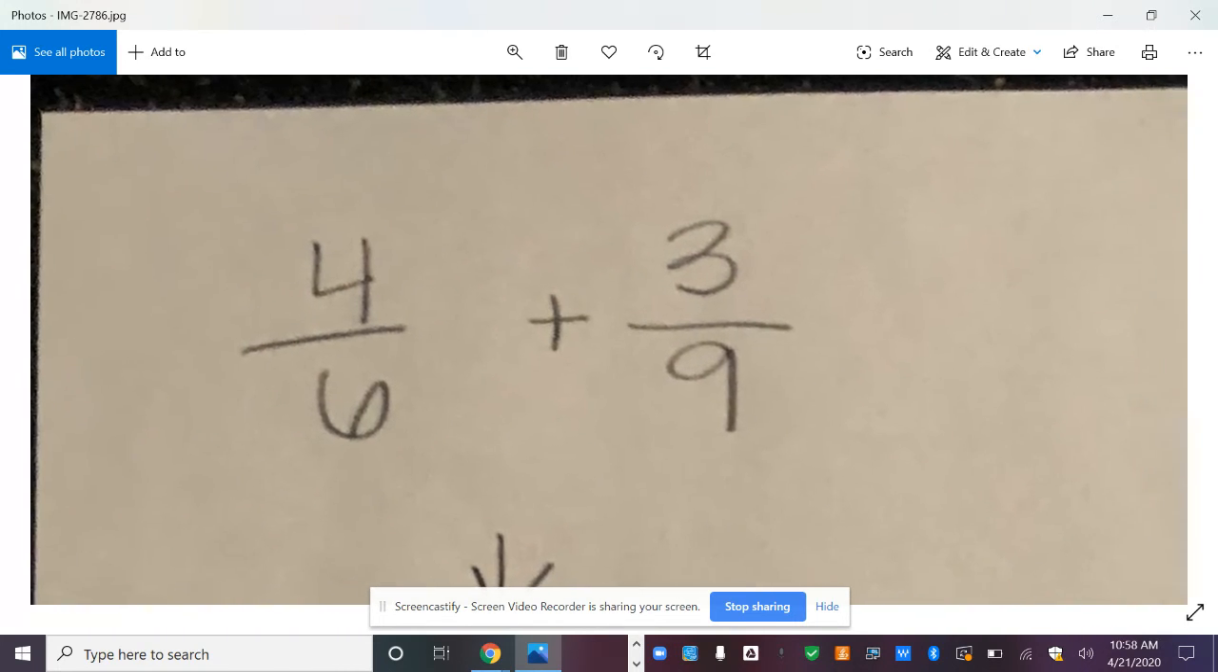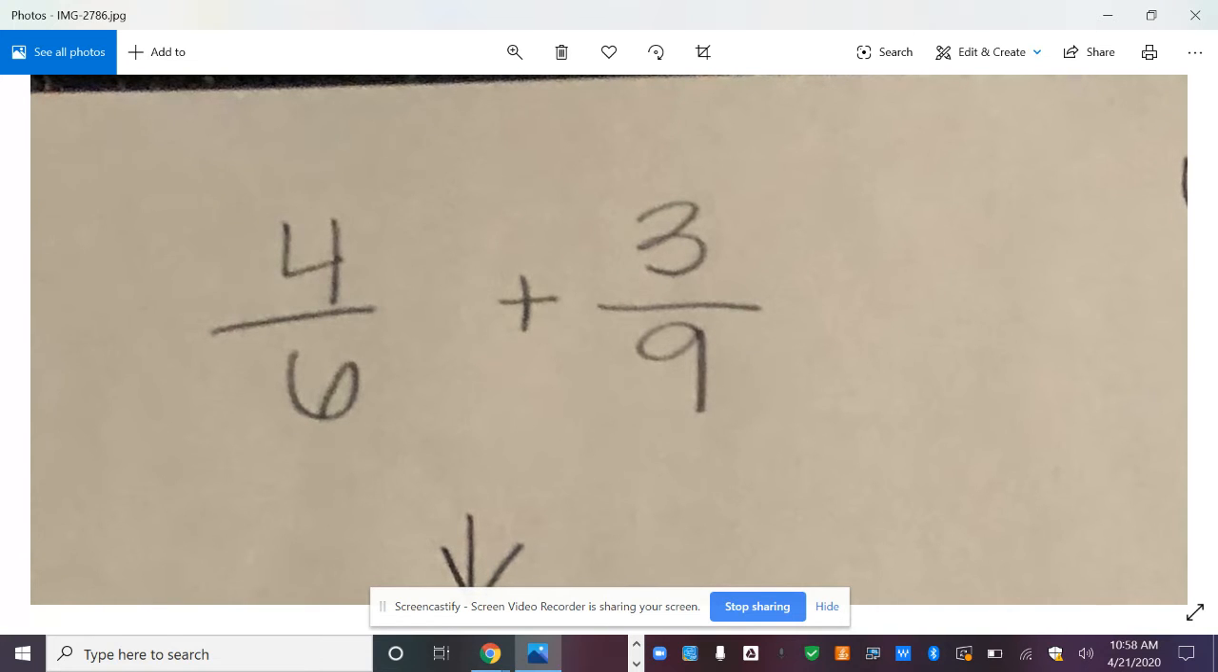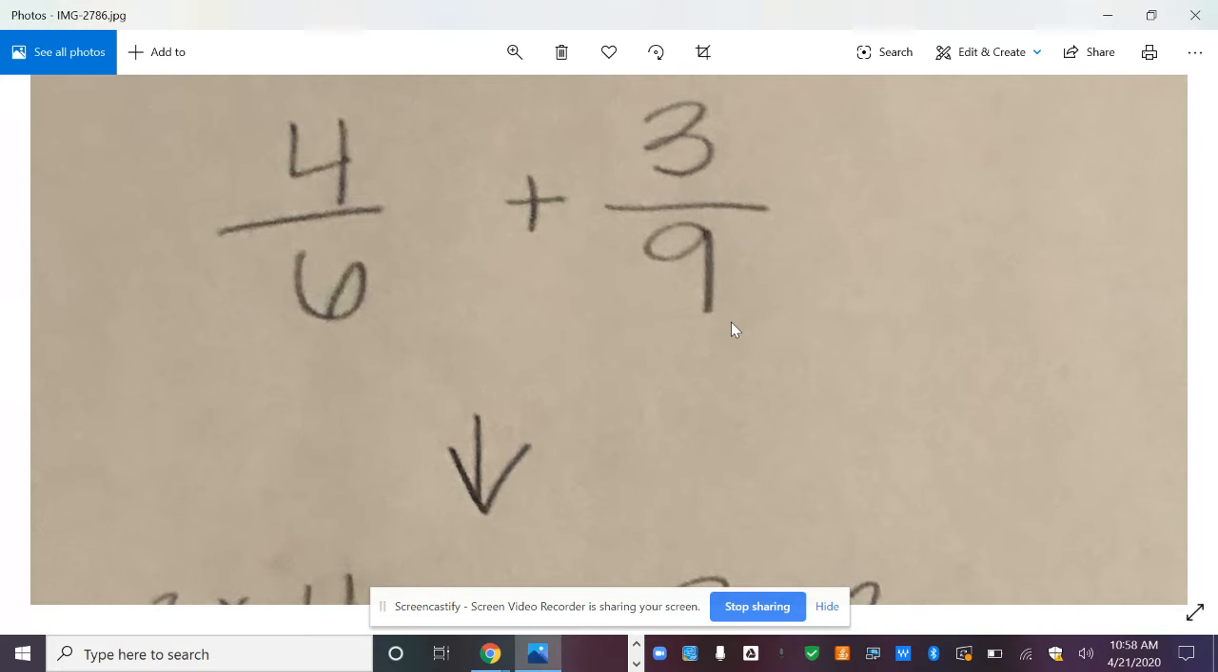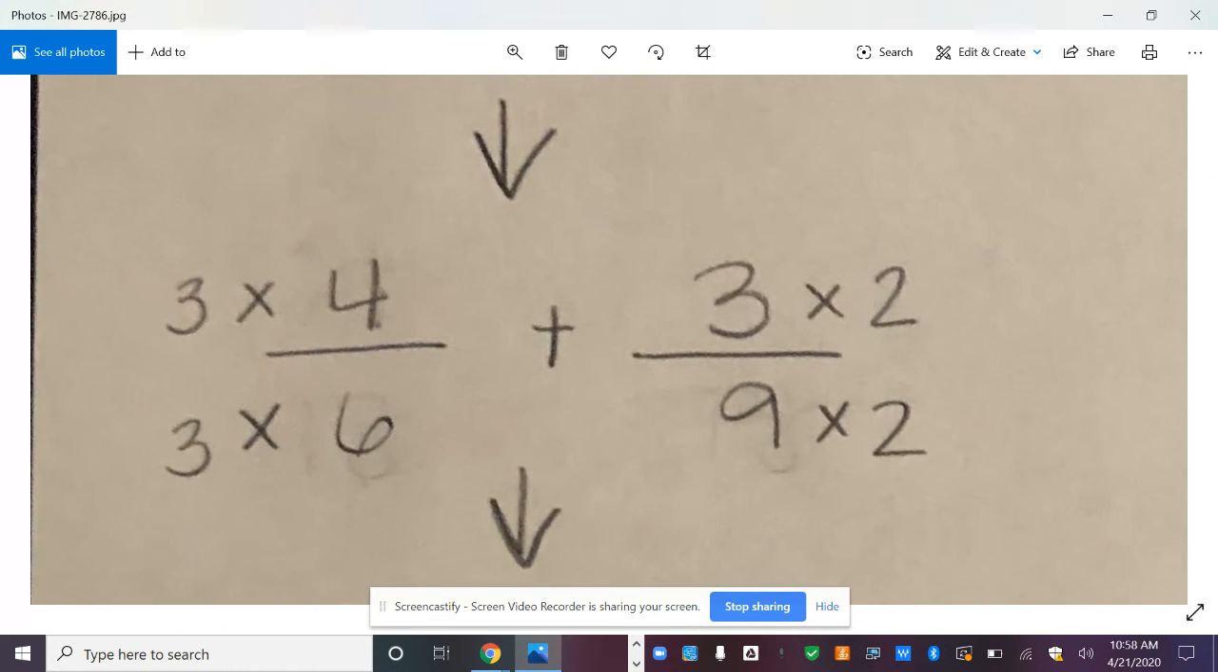So if I'm coming back to my original problem, 4/6 plus 3/9, I need to think, how can I make my denominators, 6 and 9, have the denominator now of 18 to make equivalent fractions? So I need to multiply my denominator of 6 by 3. So 6 times 3 is 18. So what I do to the bottom, so multiplying it by a 3, I need to do it to the top to make sure that they're equivalent and staying balanced. So 3 times 6 is 18, 4 times 3.